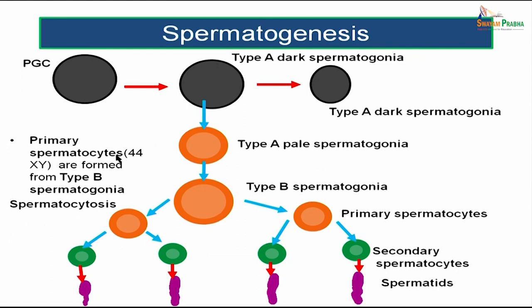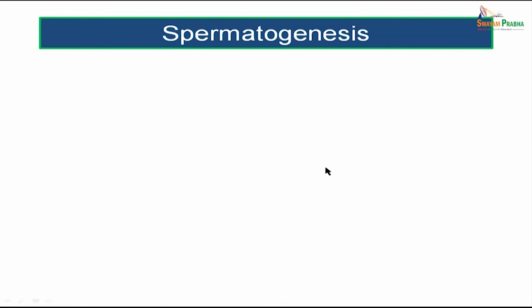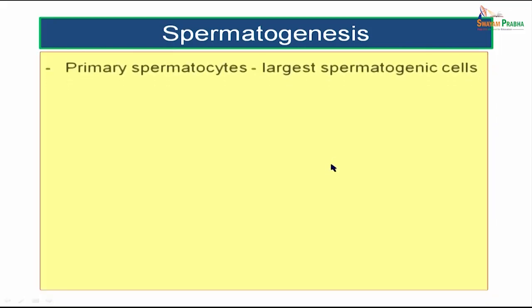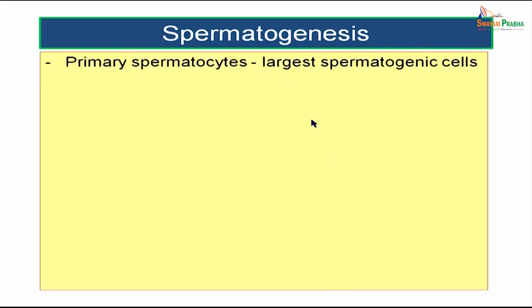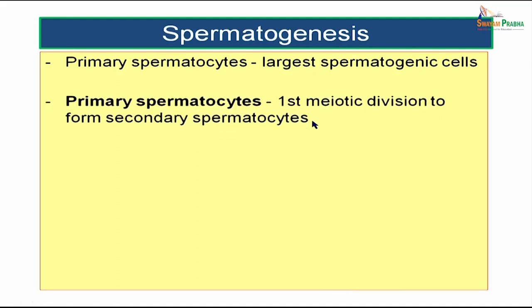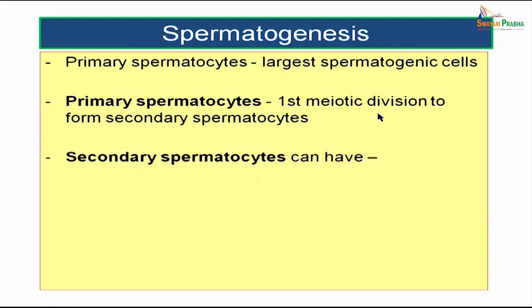And you can have a look at the chromosome number as well. Even at the level of primary spermatocytes, we have the diploid number of chromosomes. The primary spermatocytes are said to be the largest spermatogenic cells, and they undergo the first meiotic division to form the secondary spermatocytes.